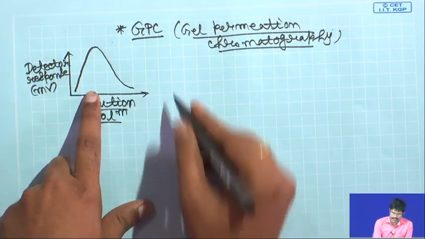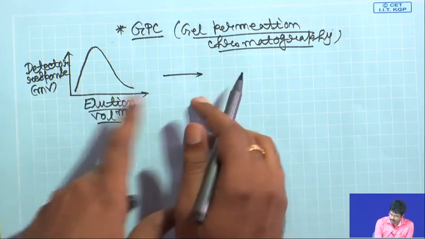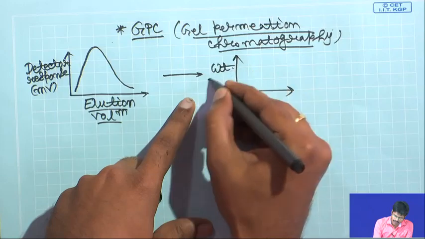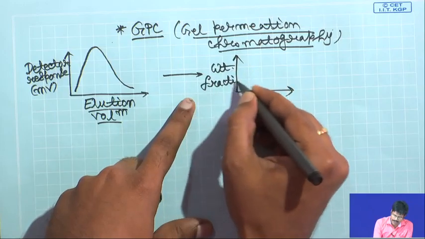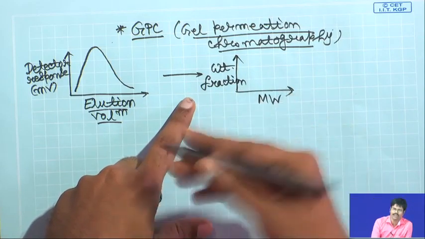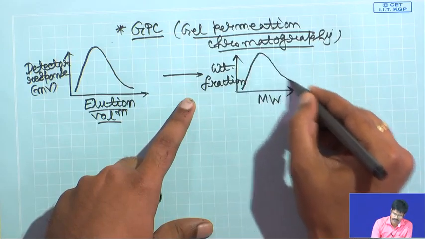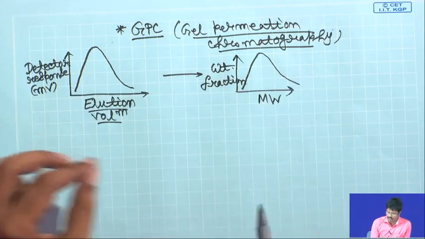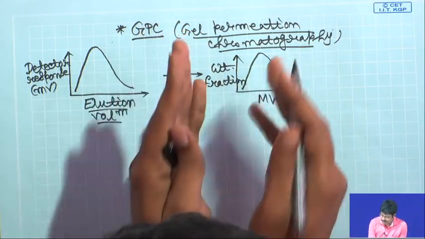What you want to do is convert this result to this kind of graph, weight fraction versus molecular weight, that gives you what weight fraction is of what molecular weight. So, you will have a similar kind of graph. The raw data you want to convert to this. That gives you the molecular weight distribution.